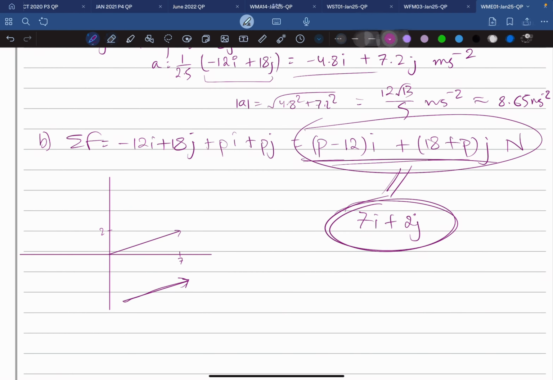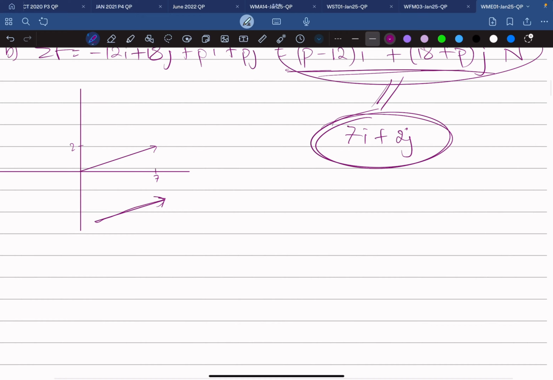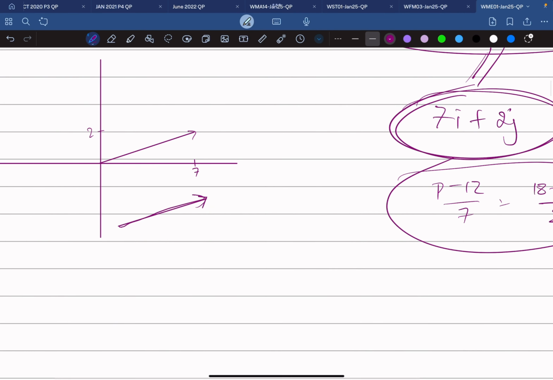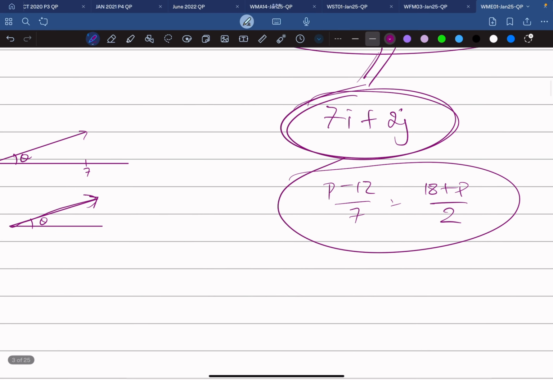Now, what I'm going to try to show you is how this thing actually comes to be. What we do is take P minus 12 divided by 7 equals 18 plus P divided by 2, and then we solve for P. But I just want to show you how this equation is derived. If two lines are parallel, then the angle that they create with the horizontal axis is theta, and theta is the same for both lines because they're parallel. Now, if both have the same theta, then we can find expressions using that theta and equate them to finally get an equation like this.